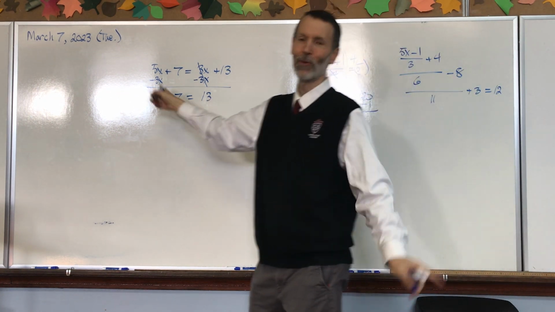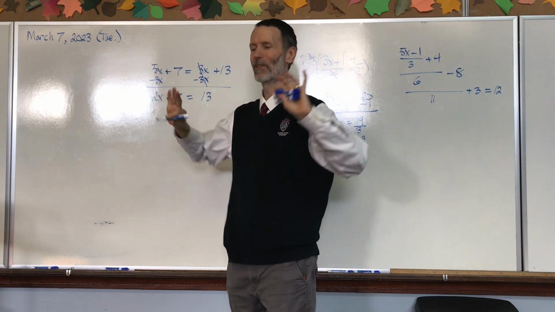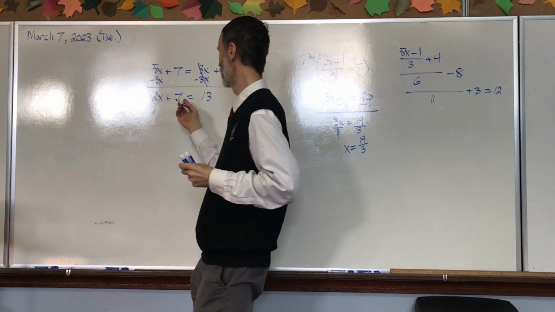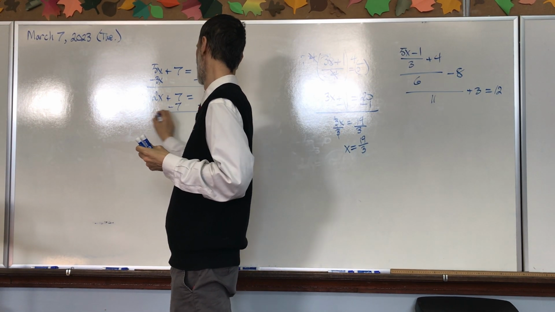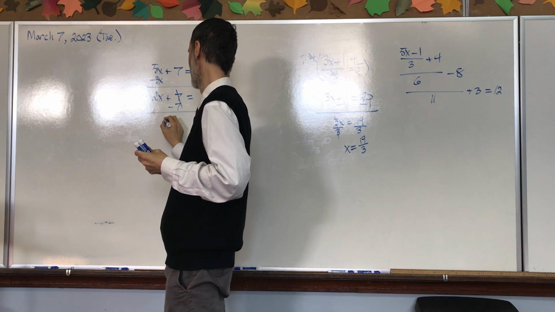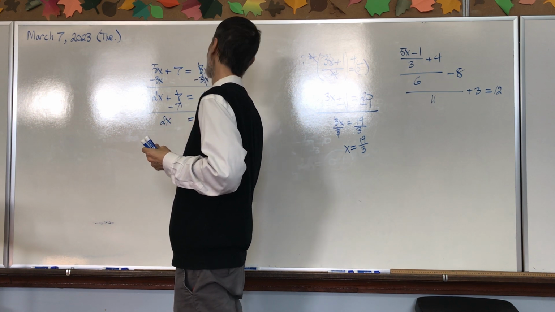Now, what would you get rid of next? Seven. Now our regular rule of farthest away works. What do you get rid of? 7. How? You subtract. Subtract 7, excellent. Okay, so what do you get left? 2x equals 6.